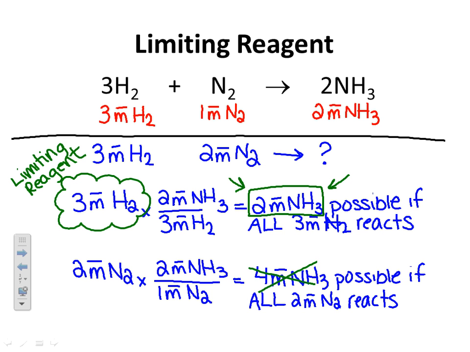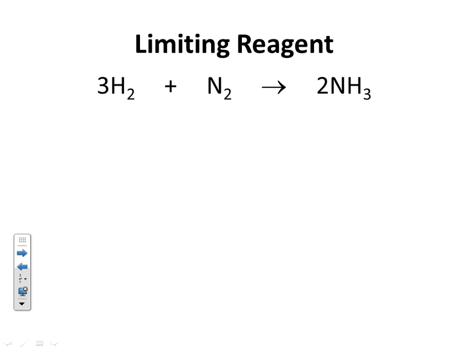The other reagent, or others in some cases, is called the excess reagent. So in this case, our 2 moles of N2 is the excess reagent. We would have some left over at the end of the reaction. Reagent is just another word for reactant. So the limiting reagent will produce the least amount of product out of possible reactants, and the excess reagent will be left over at the end. So let's do another one.